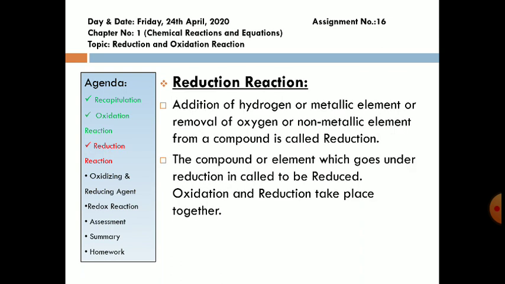Reduction reaction: addition of hydrogen or metallic element or removal of oxygen or non-metallic element from a compound is called reduction. I repeat, addition of hydrogen or metallic element or the removal of oxygen or non-metallic element from a compound is known as reduction. The compound or element which undergoes reduction is said to be reduced. When oxidation and reduction take place together, it is known as a redox reaction.